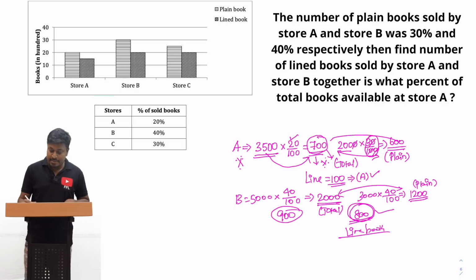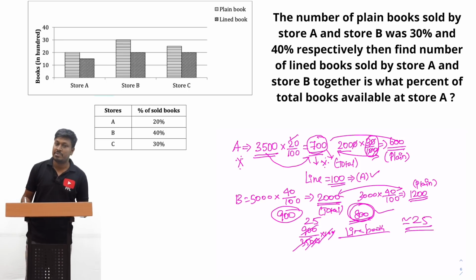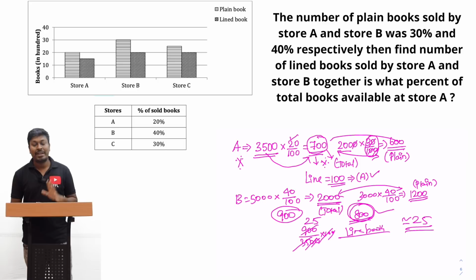So X is what percentage? 900 divided by the total books from store A, 2000 and 1500, which is 3500, into 100. So cancel the zeros here. So this becomes 2 times 25, approximately we can say that the answer for this question is 25. Yes, we have only one option, option C, in the range of 25 point something. So the answer for this question is option C, 25.